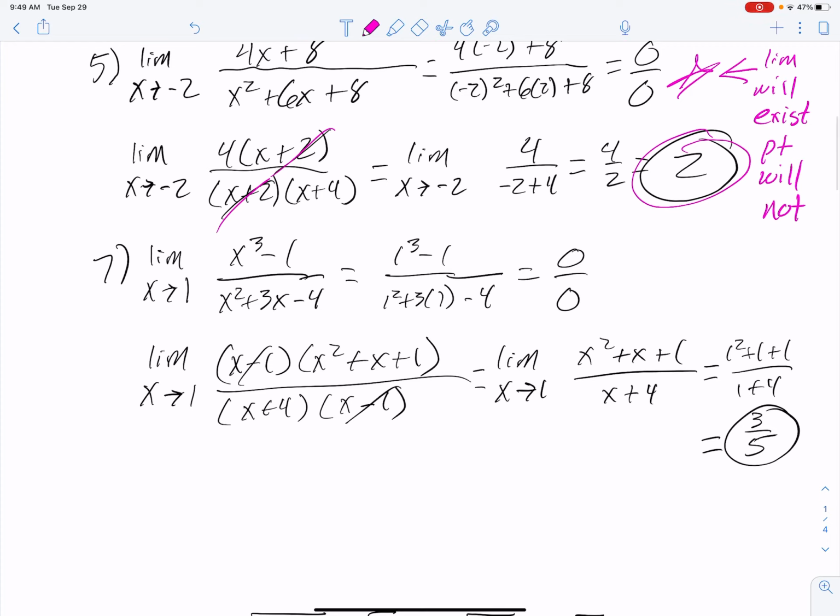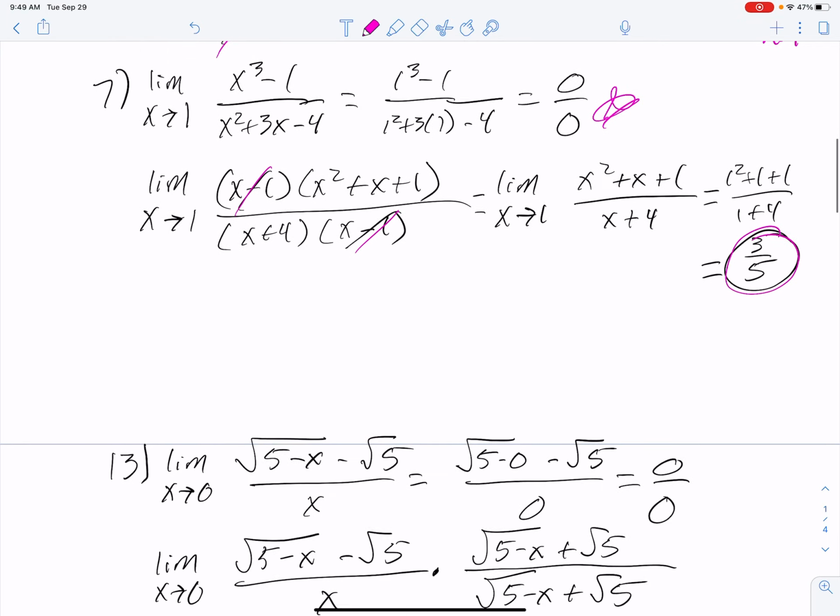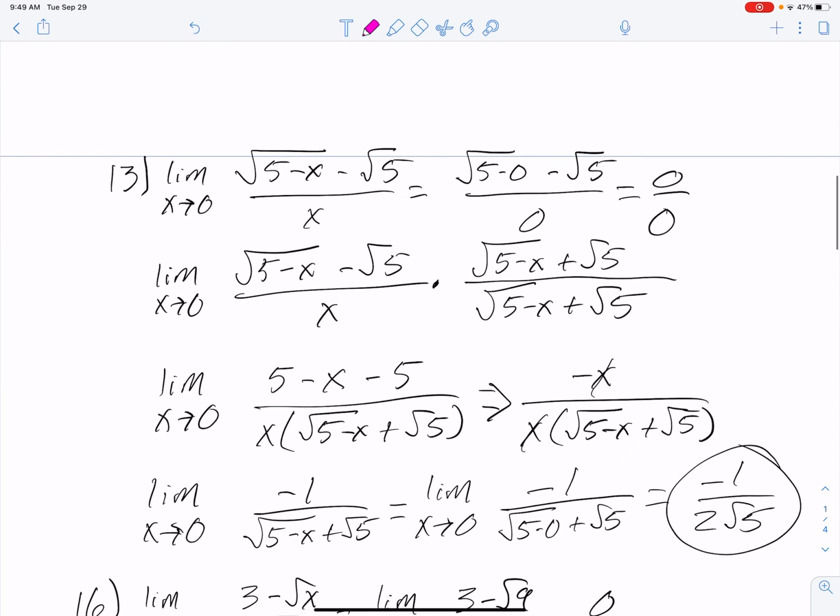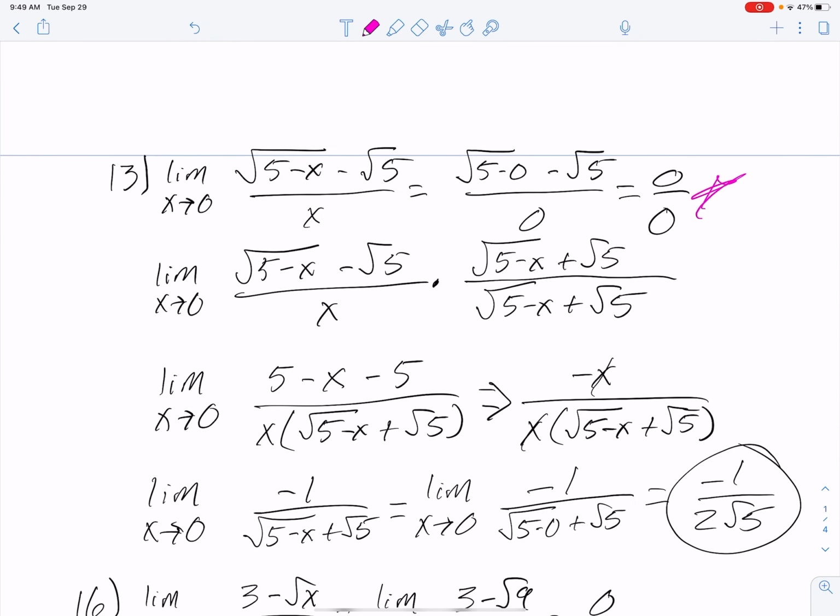Number 7, substitute in 1, get 0 over 0. Again, I factor using my difference of cubes, factor my denominator. Once you've had 0 over 0, something should cancel, and I get 3/5 as my limit. Number 13 is a little bit different. I substitute in and I get 0 over 0.